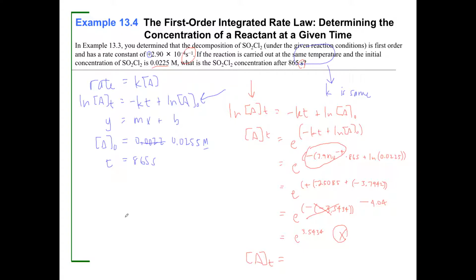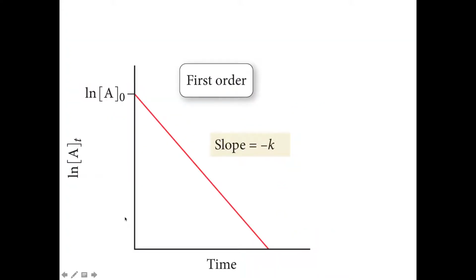I want to go back to first-order reactions and remind you that with first-order reactions, the integrated rate law is the natural log of A at time t is equal to minus k t plus the natural log of A at time 0, right? That's the integrated rate law for a first-order reaction.